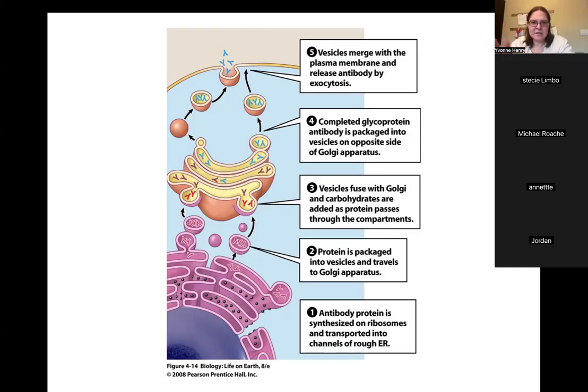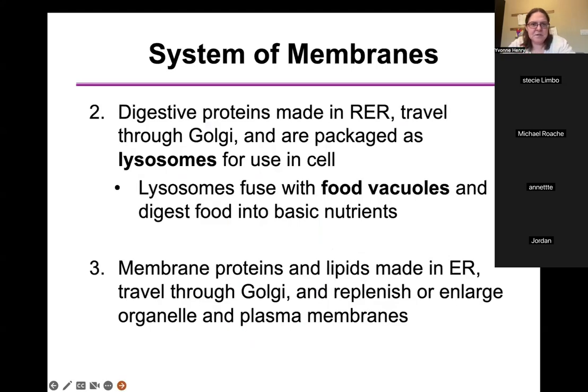I'm going to use exocytosis, which is part of the online learning to learn that word. And I'm going to spit them out of the cell. So that's one function of these membrane systems, to produce secreted proteins. So an example there was the immune system.